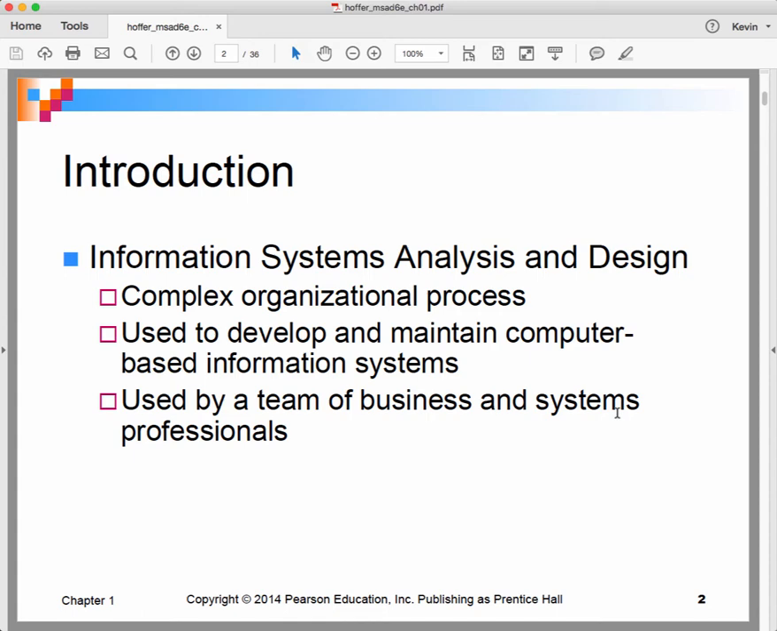There are uses of the term systems analysis that are broader than what we're thinking of here. To a certain extent, people who do management consulting and come into organizations and try to improve their processes and their strategy and all that kind of stuff, one could say that they're doing systems analysis, but that's a much more general use of the term. We're going to limit our usage of the term to systems analysis for information system solutions to business problems. And because of that, it's used by a team of business and systems professionals.